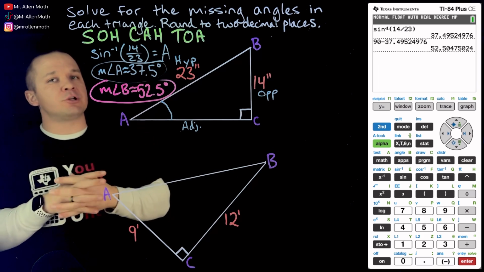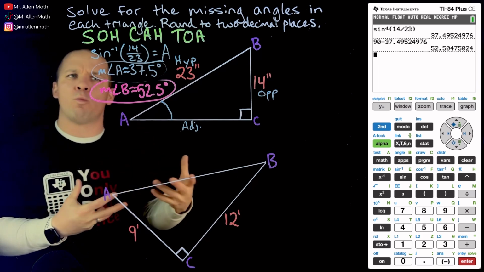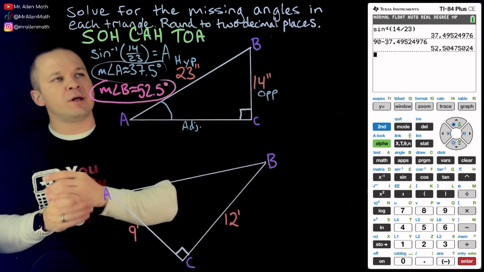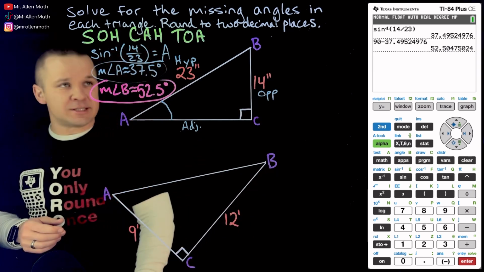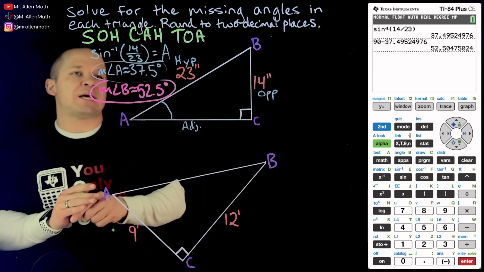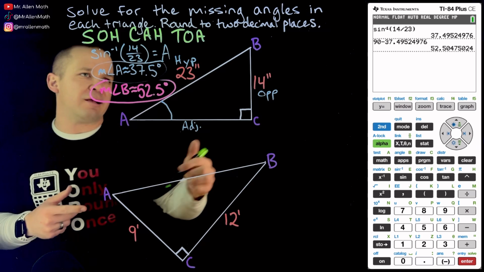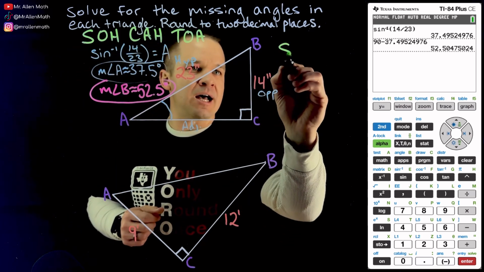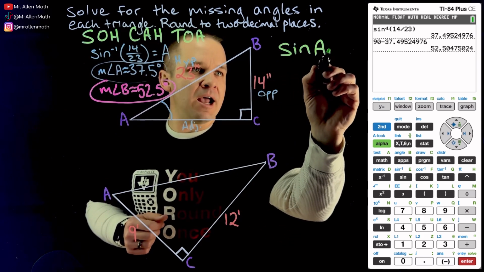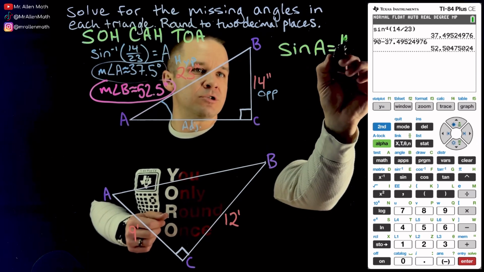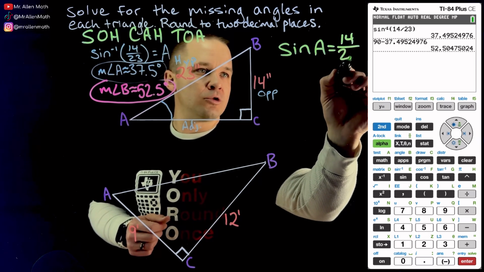Now, I did say I was going to show you guys algebraically like what's happening here. So I'm going to do that over here. Move the calculator out of the way here in a second if it does get in the way. But here's what's happening. Okay, when I'm solving for angle A, my normal setup would be the sine of angle A equals my opposite, which is 14 over 23.